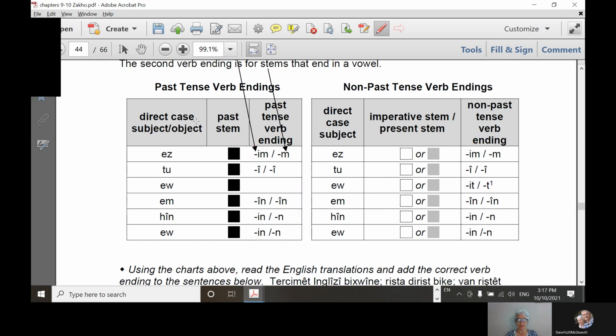So the difference is that in the past tense, you use the past stem, which is formed from the infinitive. And in the non-past tense, you use either the imperative stem or the present stem, and these are formed from the imperative, not from the infinitive.